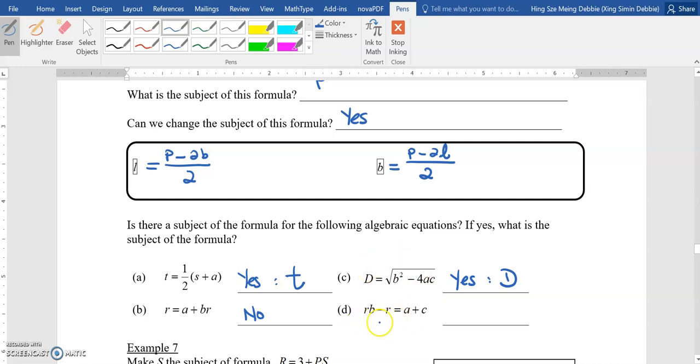In part D, is there a subject of formula? While R is already on the left side of the formula and there are no R's on the right side of the formula, more can be done to make sure that R is the subject. Therefore, in this case, it is not completely a subject of formula yet.